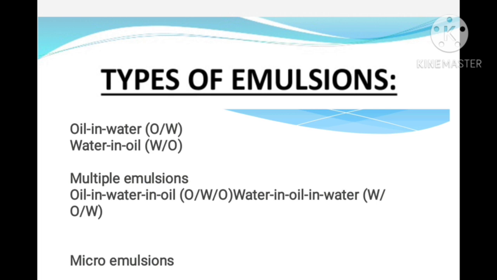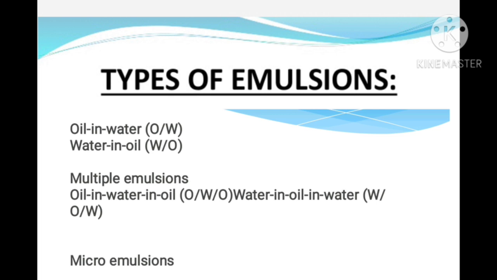Based on dispersed phase, emulsions are classified into three types: oil in water emulsions, water in oil emulsions, and multiple emulsions. Based on size of liquid droplets, emulsions are classified into two types: macroemulsions and microemulsions.